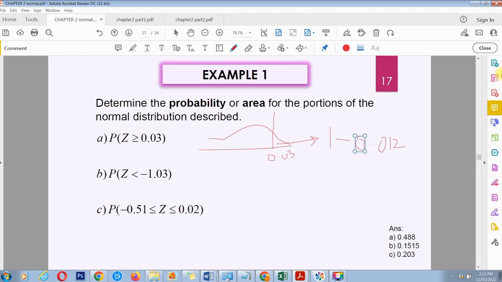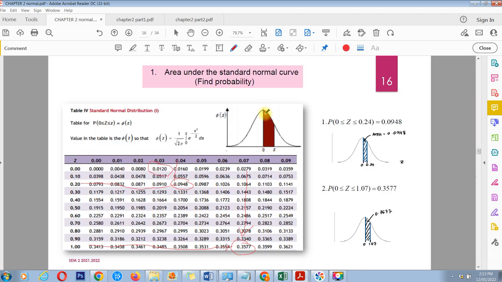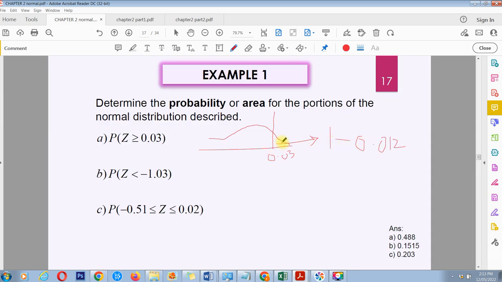How to sketch here? Okay, we have this area, and in the graph we cover only this area. If we covered everything here, then there would be 1 minus this area. But because of the graph, the value 0.012 is only covered in this area, so we take half. So sorry, here 0.5 minus this value, so that you will get 0.488. Okay, can you follow?